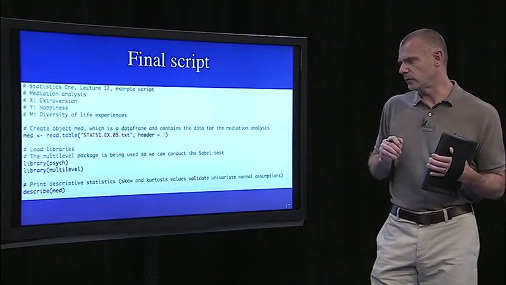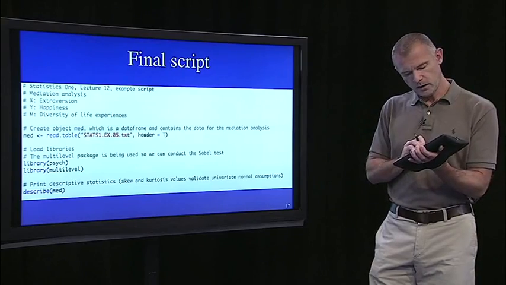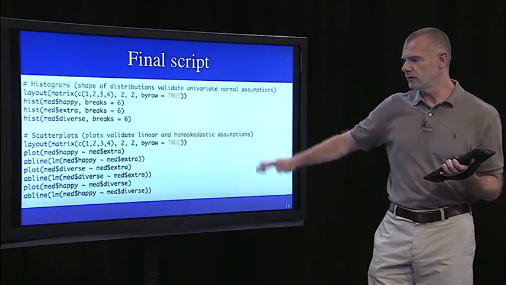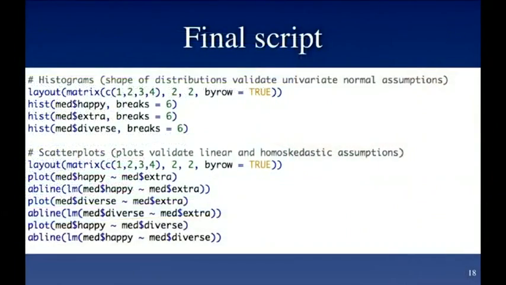Then I looked at descriptive statistics. In the second piece of this script, this is where I tested all the assumptions by looking at graphics. So I looked at histograms and I looked at scatter plots. The histograms to test univariate normal distributions, the scatter plots to see if the relationships were linear and homoscedastic.